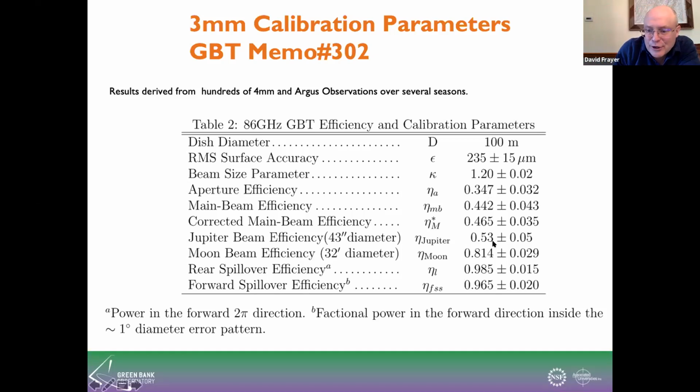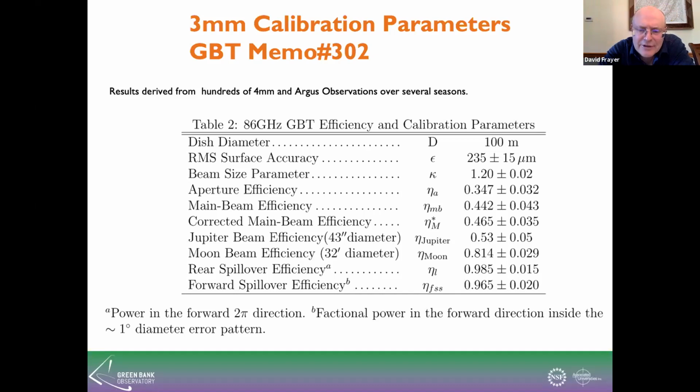If you look at Jupiter, which is 43 arc seconds at the time that these observations were taken, you get 53%. Moon, you get up to over 80%. And in the forward direction on the sky, it's 98.5%. That means 1.5% of the antenna pattern is seen, basically the ground.